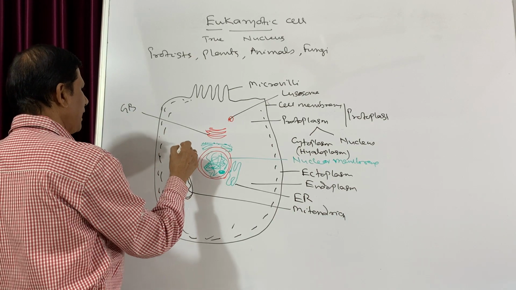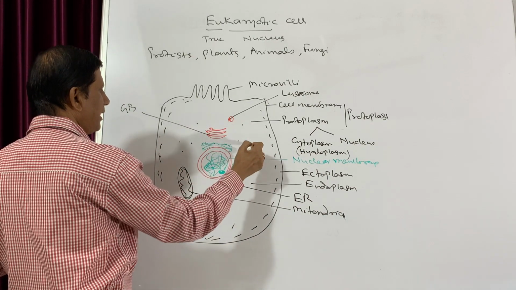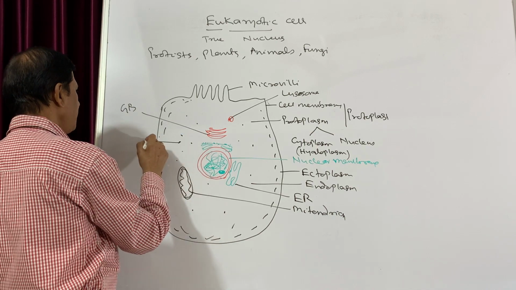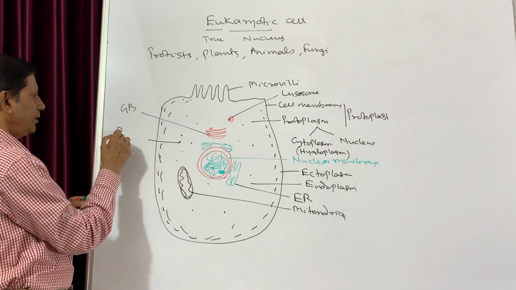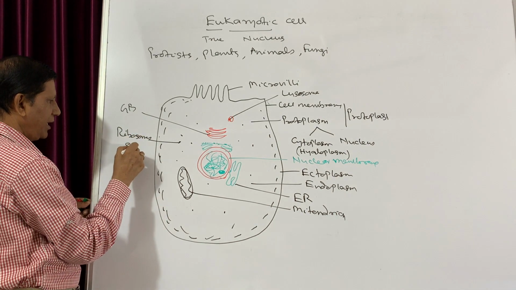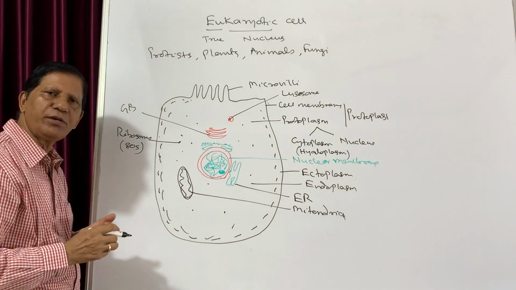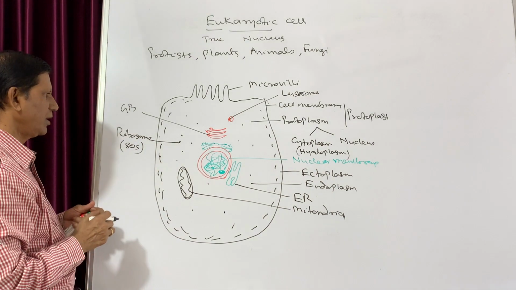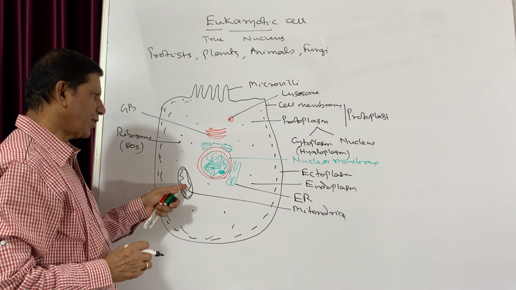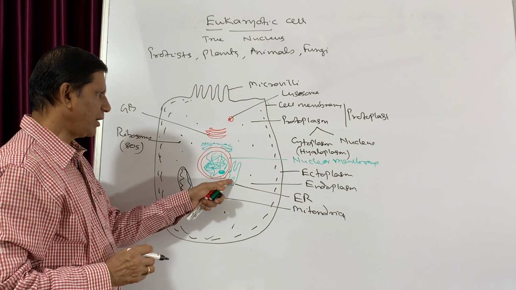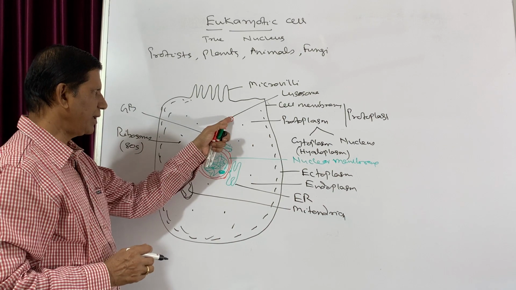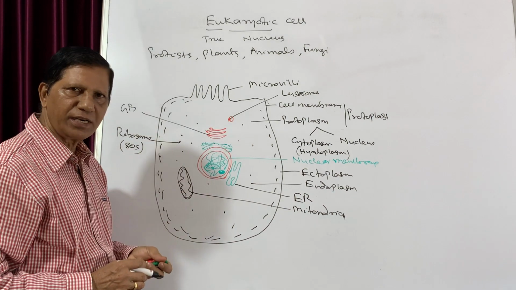Then here and there these ribosomes are there. And the ribosomes in eukaryotic cells are usually 80S, having two subunits, 60S and 40S. So the mitochondria is there, endoplasmic reticulum is there. Mitochondria is double membrane. Endoplasmic reticulum, Golgi body, the lysosome, they are all single membrane.